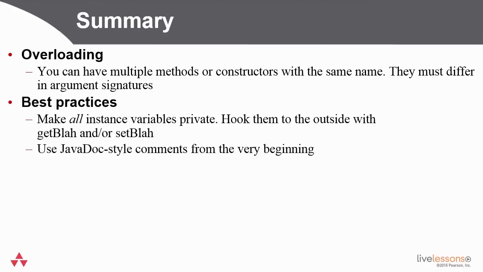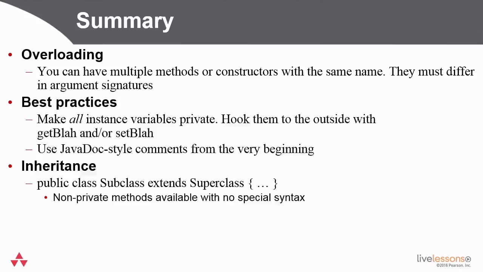For best practices, all your instance variables, or at least all of your instance variables that can be changed, constants are okay. All instance variables should be private. You hook them to the outside world with accessor methods that start with the word get and set. But it's perfectly possible to have a getter and no corresponding setter where your instance variable is final. Use Javadoc style comments from the very beginning and put that in front of the class definition and in front of all public method and constructor definitions.